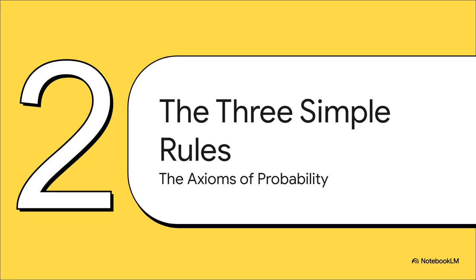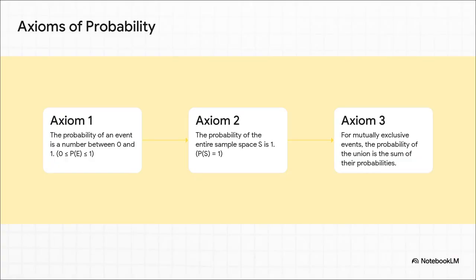Okay, so just to recap, we've got our map of everything that can happen, the sample space, and we've got this specific thing we're hoping for, the event. So, how do we actually connect those two to find the probability? Well, it's kind of amazing, but this whole language of chance is built on just 3 super simple common sense rules. That's it. All right, rule number 1.